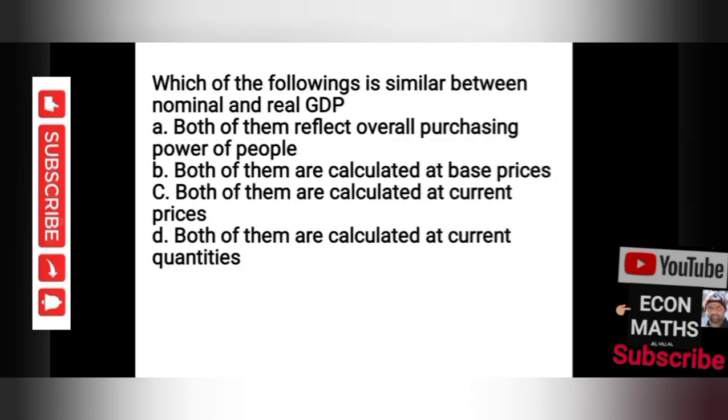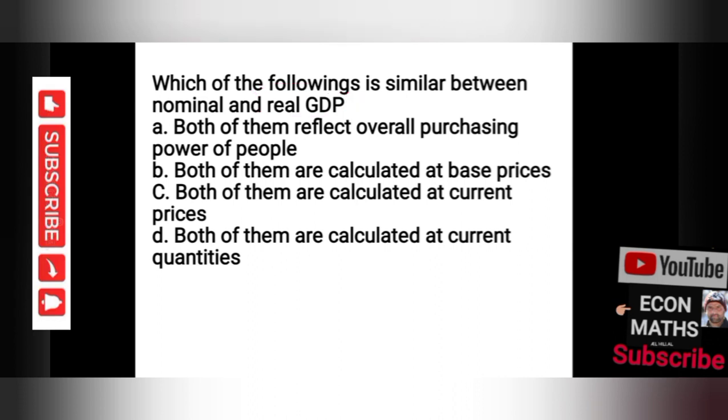Next question is, which of the following is similar between nominal and real GDP? The options are: both of them reflect the overall purchasing power of the people. No, only real GDP reflects the purchasing power. Nominal does not reflect the purchasing power. Why? Because the inflation rate is also incorporated in nominal GDP. So both don't do the same thing.